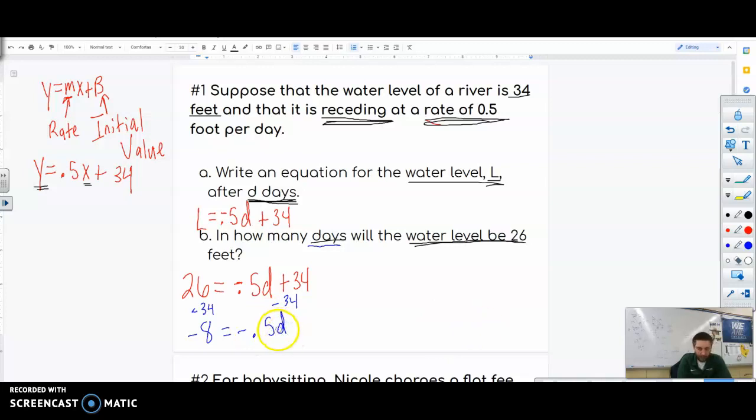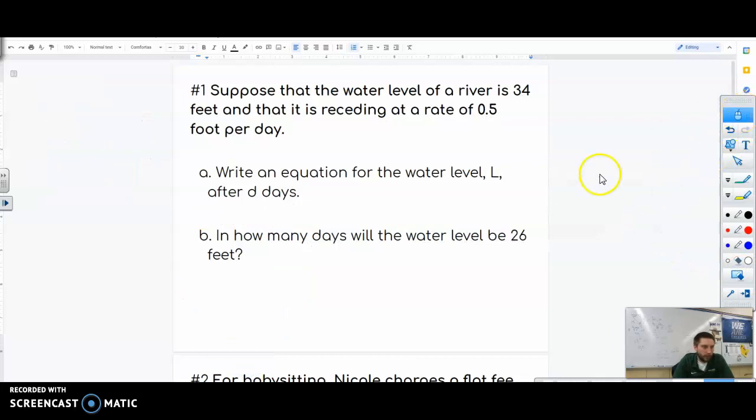Okay, how do I get rid of a negative 0.5? This is negative 0.5 times D, so I'm going to divide both sides by negative 0.5. You can type that in your calculator if you want, but spoiler alert, you're going to get D equals 16. So what does that mean? That means it's going to take 16 days for the water level to be 26 feet. All right, we're off to a good start here.